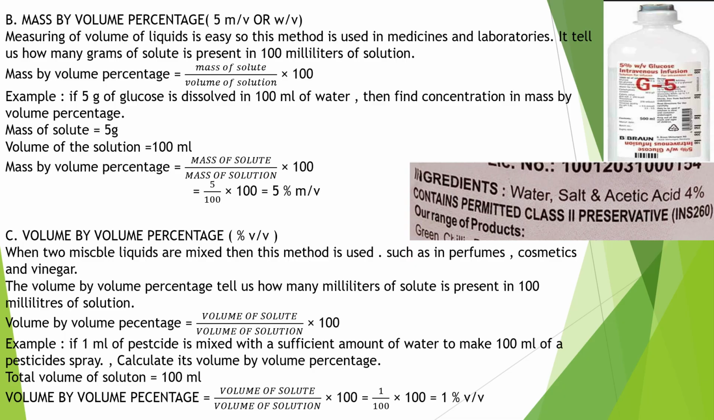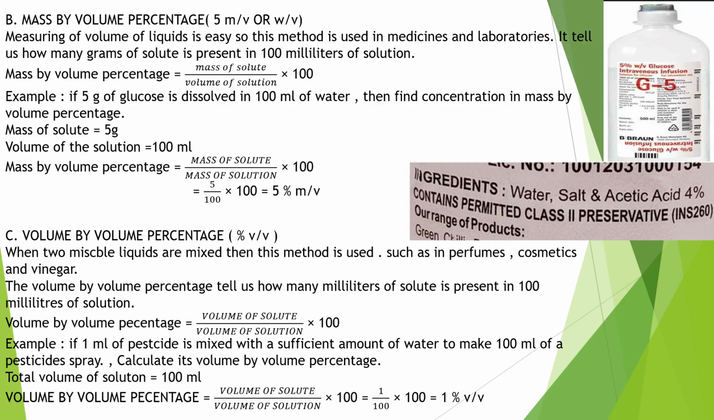If 5 gram of glucose is dissolved in 100 ml of water, then find the concentration in mass by volume percentage. Mass of solute is 5 gram, volume of solution is 100 ml. The mass of solute upon volume of solution into 100, 5 upon 100 into 100, that's 5 percent m upon V.